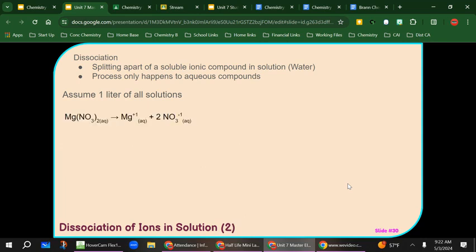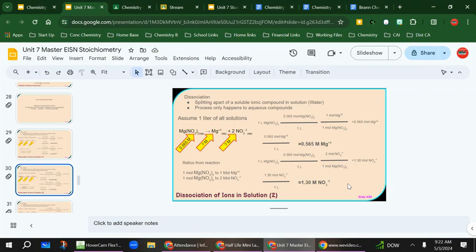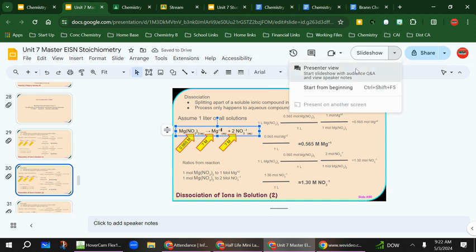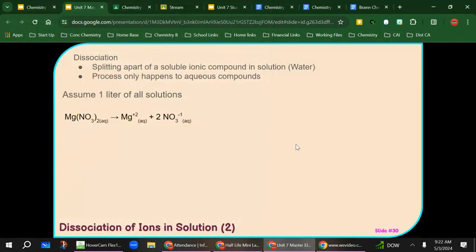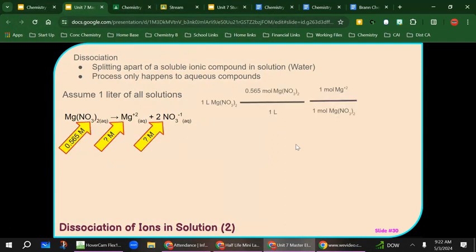All right. So what if we have a solution like this? Now, magnesium nitrate breaks apart into 1 magnesium ion. What's wrong? Last time I checked, magnesium was a +2. Sorry. Okay. And that's why there are 2 nitrate ions with it. We start out with 0.565 molar magnesium nitrate. Well, I just randomly picked that.